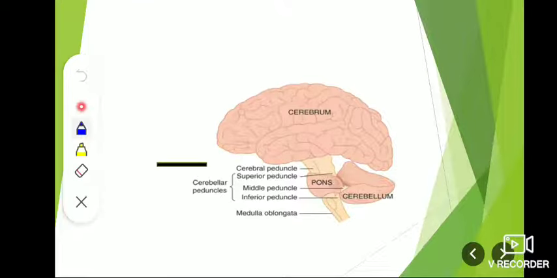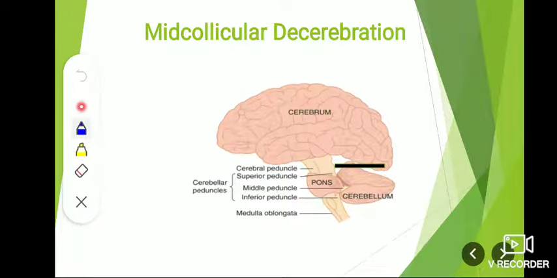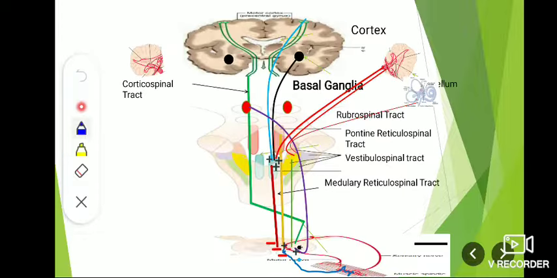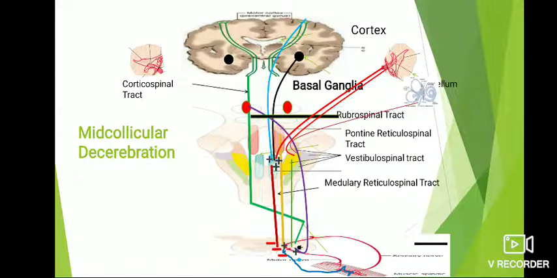Now in this second experiment, what we are doing is a section here, at this level. So it is called a mid-collicular decerebration. The whole cerebral cortex is basically removed. So at this you can see this is the level. So here we are cutting. So now in this we can see, it is called decerebrate rigidity.